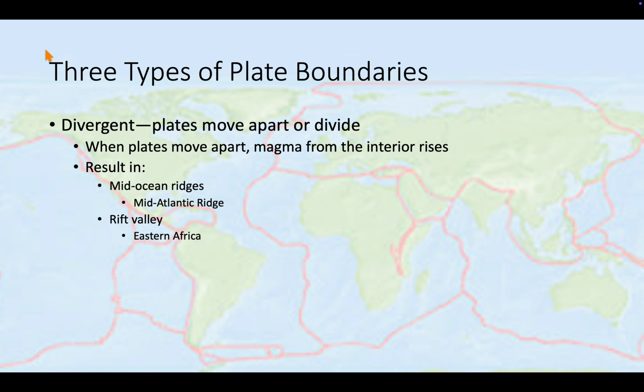So the 3 types of plate boundaries, we've got divergent, when plates move apart or divide. So when you think divergent, I want you to think divide. They start with the same first 3 letters. So when plates move apart, magma from the interior will rise. This can result in mid-ocean ridges, like the Mid-Atlantic Ridge. That's an example. This right here would be your Mid-Atlantic Ridge, going right down the center of the ocean there. And then we can get rift valleys like in Eastern Africa, which would be over here. We've got a rift valley that ends up forming.